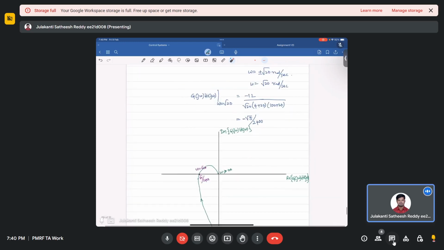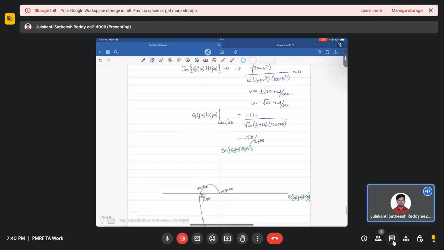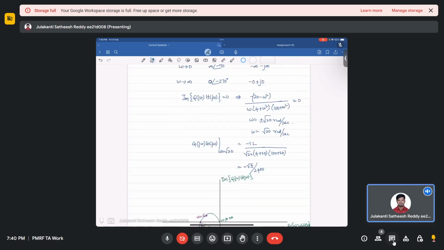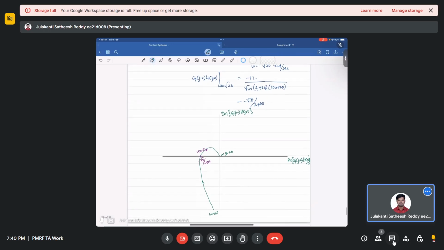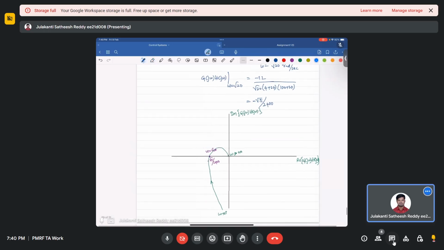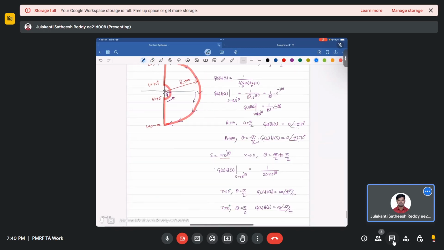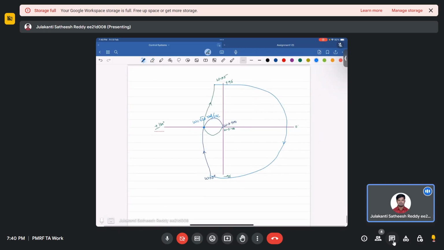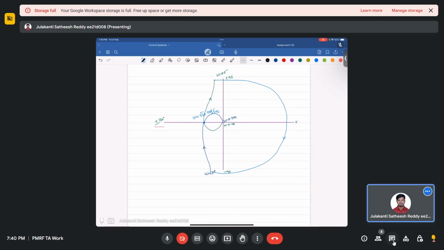Now when it becomes k, what is its magnitude here? The magnitude I got is root 5 by 2400. So at this frequency, the magnitude is equal to root 5k by 2400. Now see, we are always interested in finding the stability, right?